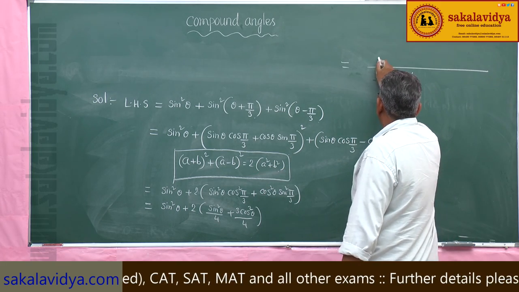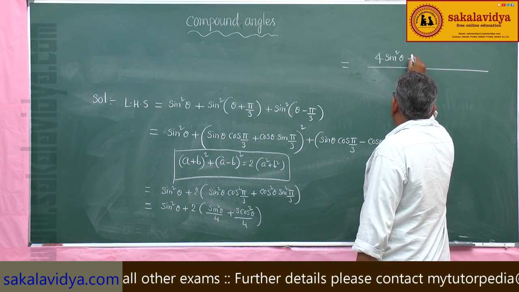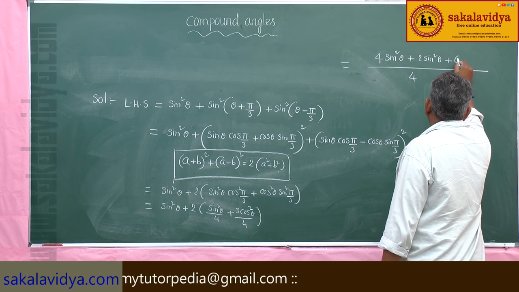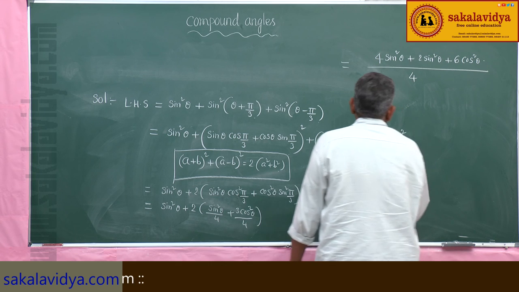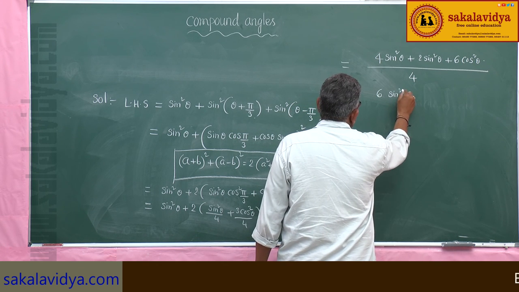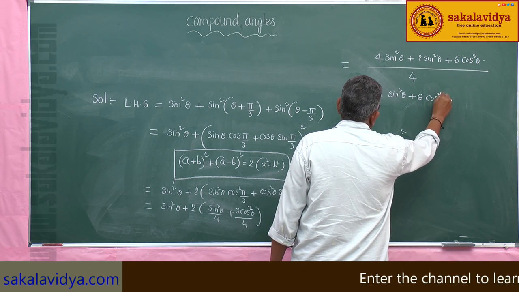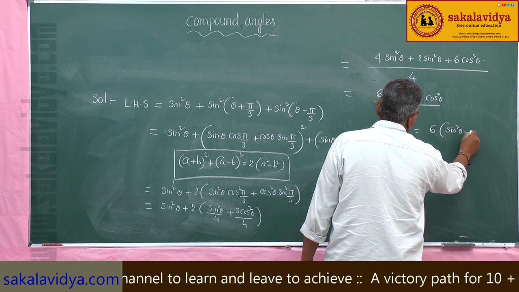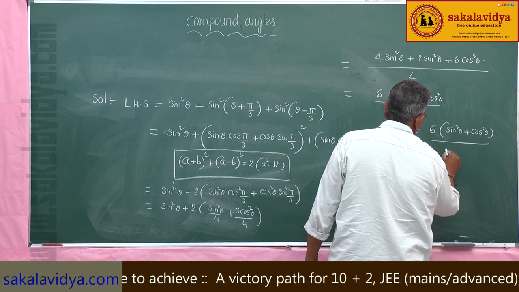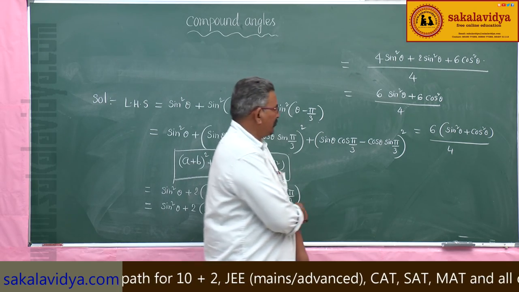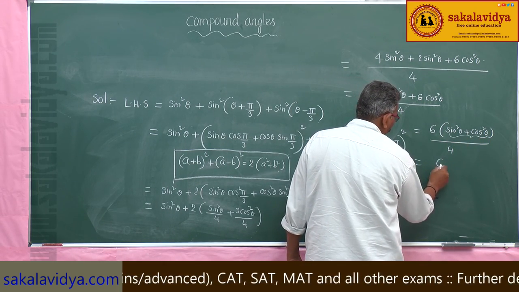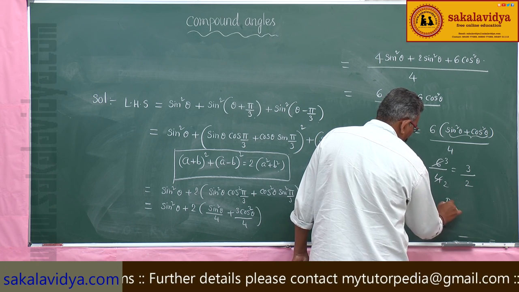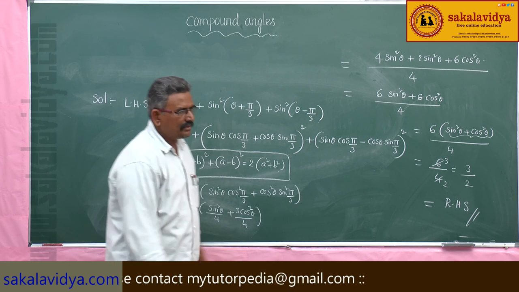4 sin square theta plus 2 sin square theta plus 6 cos square theta. We get 6 sin square theta plus 6 cos square theta by 4. So, 6 common, sin square theta plus cos square theta by 4. Since sin square theta plus cos square theta is equal to 1, this is 1. So, 6 by 4, which is 3 by 2, which is equal to right hand side, hence it is proved.